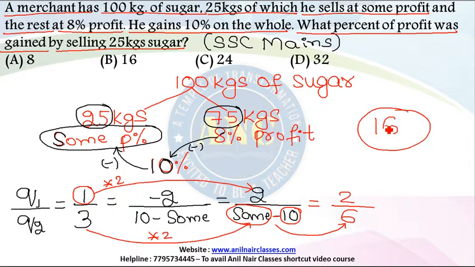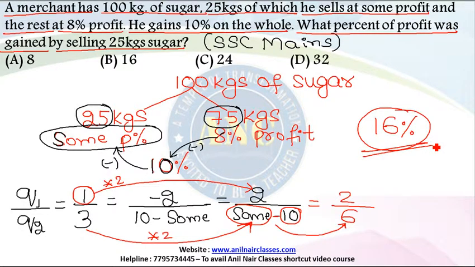The answer for this question is that the first quantity of 25 kgs should be sold at 16% profit. The something value in this question is 16. Something minus 10 should give you 6. That something value should be 16 only, right? 16 minus 10 is 6, right, sir? The answer for this question is 16. I believe that you are able to understand it very easily.